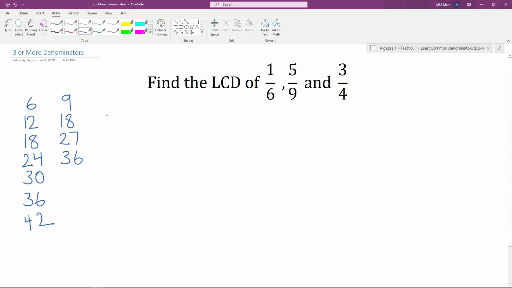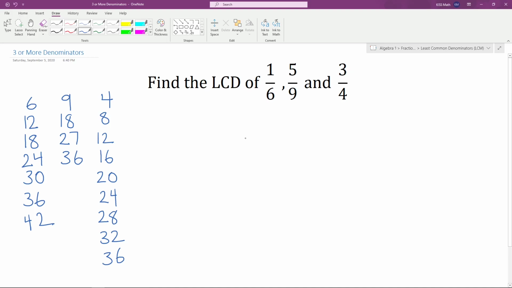Okay, I see a match there, but then we have a third denominator of 4. So we'll do 4, 8, 12, 16, 20, 24, still nothing, 28, 32, and 36. So there's our match. So 36 is our least common denominator. But listing out all of these multiples was a little bit annoying, so why don't we try the ladder method?